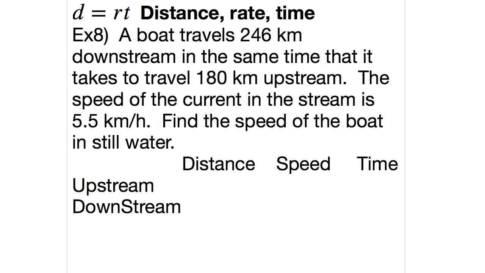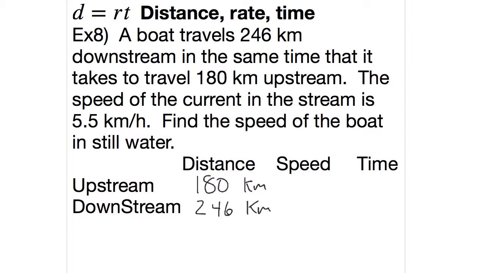Example 8, a boat travels 246 kilometers downstream in the same time that it takes to travel 180 kilometers upstream. The speed of the current in the stream is 5.5 kilometers per hour. So this stream is traveling, and so is the boat. And sometimes it's fighting the current, sometimes it's being assisted by the current. The strategy we have for these kinds of word problems, or any kind of word problems, is really to make sure you track down your knowns and unknowns. So my knowns are, going upstream is 180 kilometers, and going downstream is 246 kilometers.